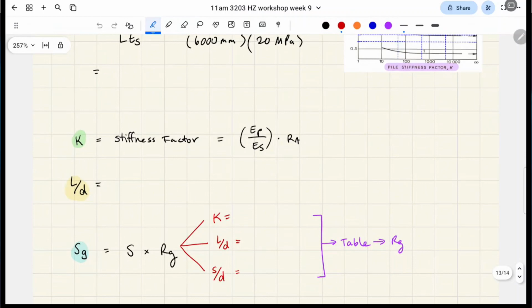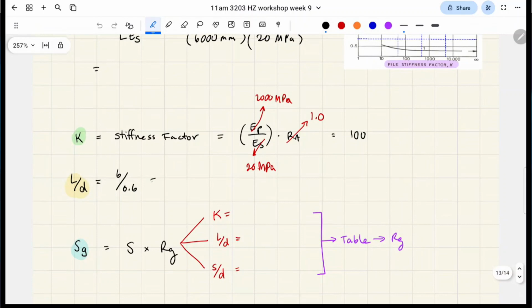So basically, for our stiffness, the values were 2,000 MPa for our pile material, and 20 MPa for our soil material, okay? And we're dealing with a solid shaped pile, so our RA is going to be 1. Stiffness gives us 100. Our slenderness ratio is going to be 6 on 0.6, the diameter of just a single pile again, remember? That gives us 10.